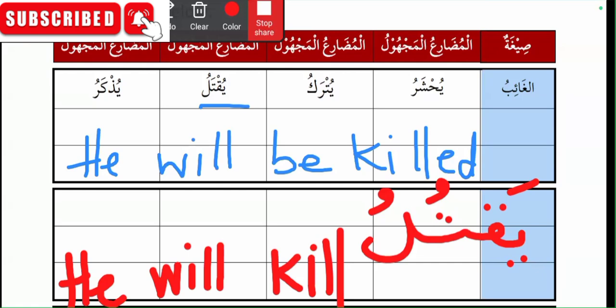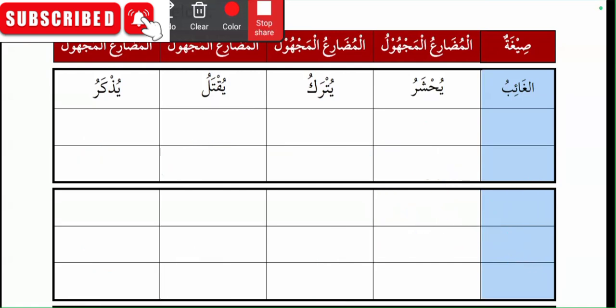So the red one is the ma'ruf and the other one is the majhul. Okay, mashallah. Sister Saida Makhi, what is the meaning of yuzkaru? He will be remembered. Ahsanti, mashallah. He will be remembered.